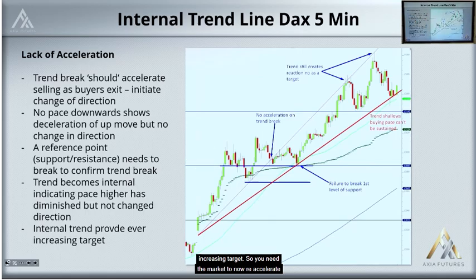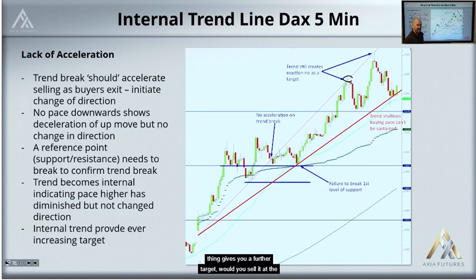So you need the market to now re-accelerate to be able to get to this level of acceleration. And in re-accelerating, you're going to get this drive up, which is going to push you further and further on the upside, and it needs to accelerate fast enough to be able to hit that reference point. So this then gives you a further target.